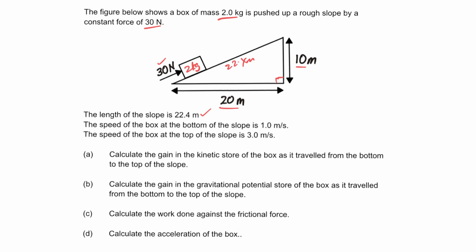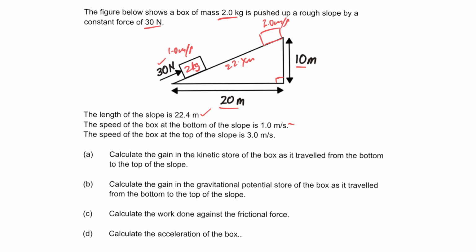But this is given in the question, and the speed at the bottom of the slope is 1.0 meter per second, and when it's at the top it will be 3.0 meter per second. Now, what makes this question difficult is that there's a change in the KE. Most of the questions we do assume constant speed, with no change in KE, and the fact that there is friction present, because it's a rough slope.